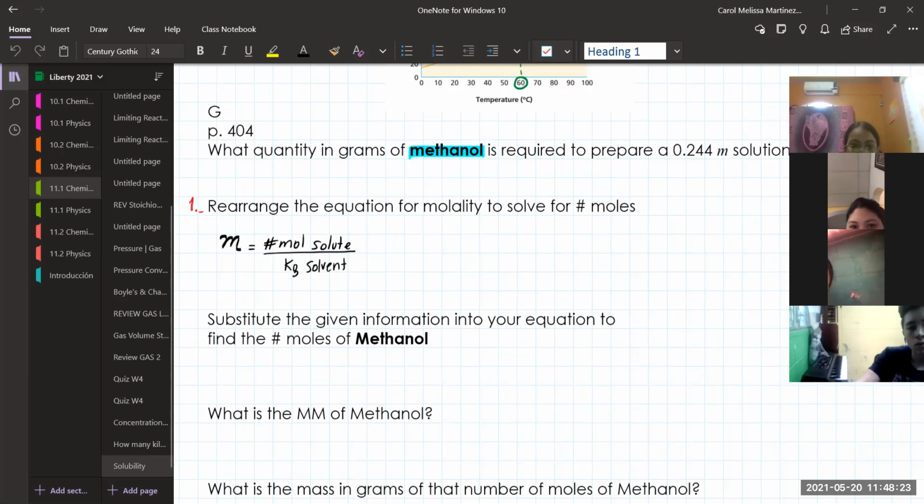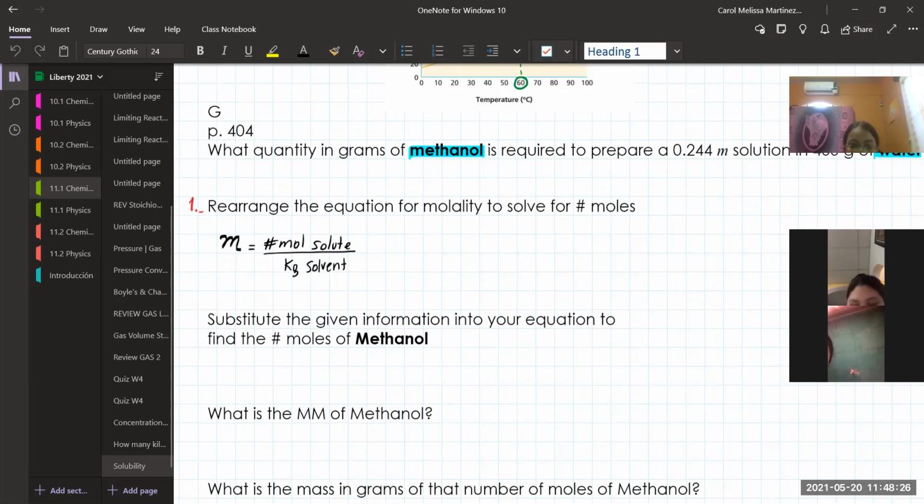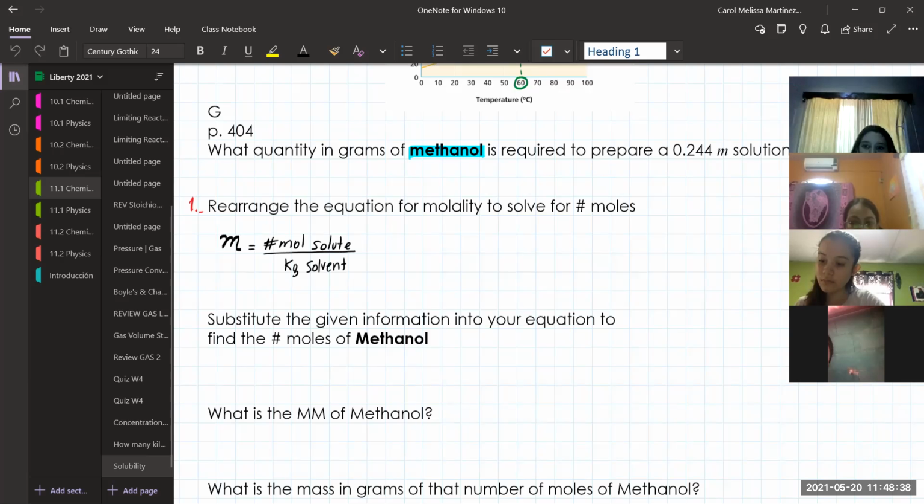Or even easier, is water the solvent or the solute? Solvent. The solvent, and as my friend Ashley said, methanol is the solute. So that is the first step that we do. We identify the solute and the solvent. And then we need to make sure that we have everything that we need.